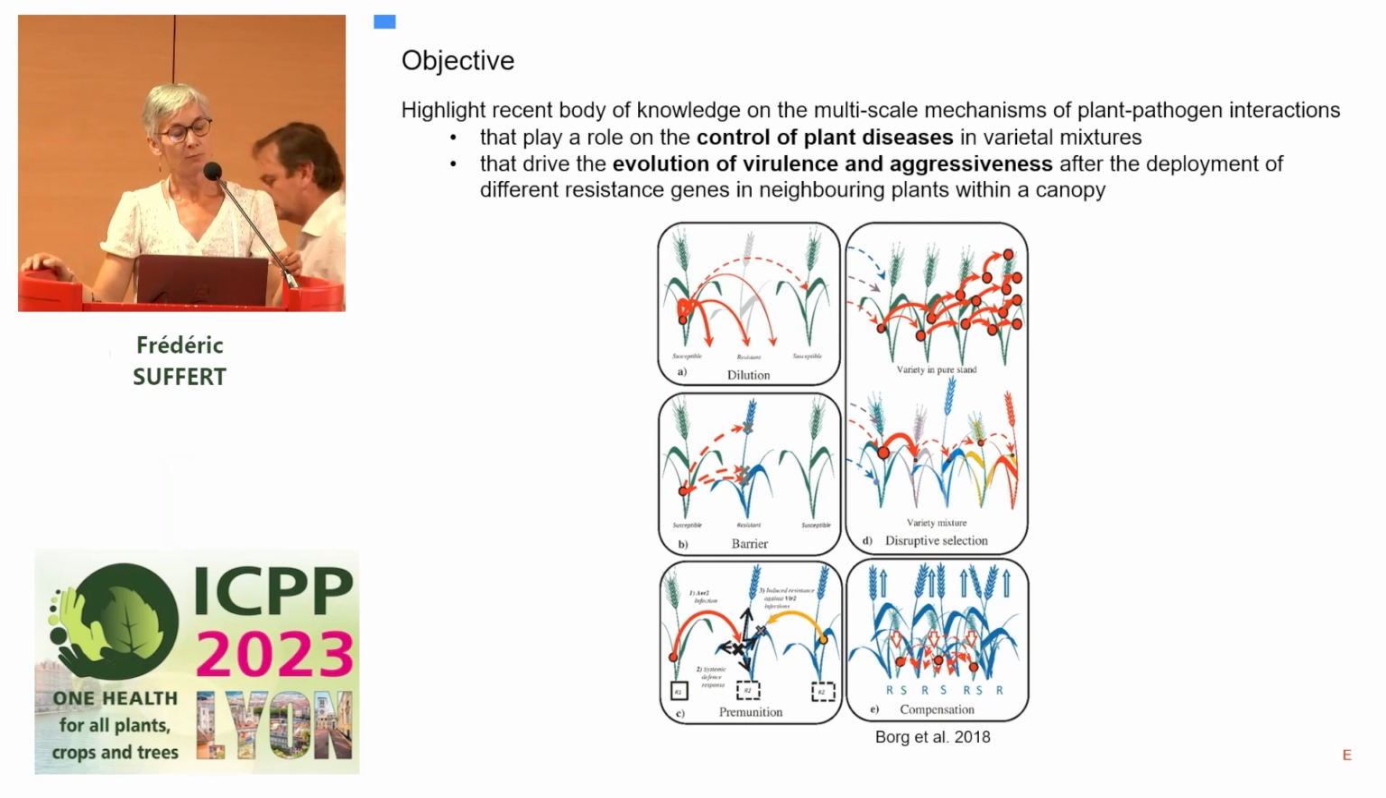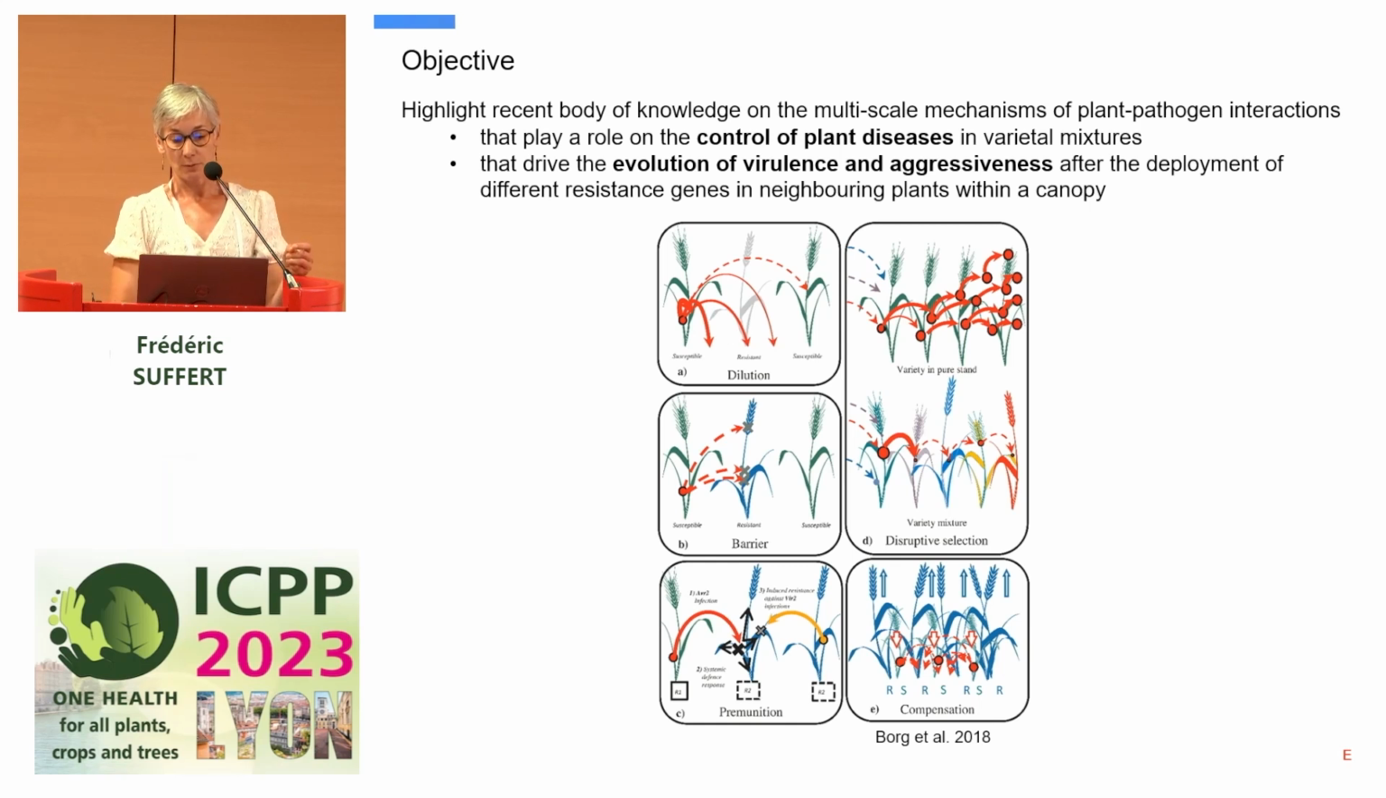Yes, so here we would like to highlight a recent body of knowledge on the multi-scale mechanisms that are in action in varietal mixtures and that can play a role in the control of plant diseases, but that also can drive the evolution of the pathogen population regarding virulence or aggressiveness. So, as already highlighted in the session introduction, there are several mechanisms acting in varietal mixtures, and here we will focus on the mechanisms that involve the interaction between the pathogen and the plant.